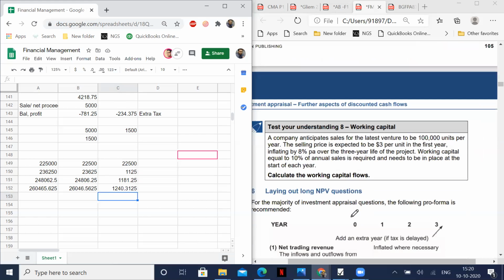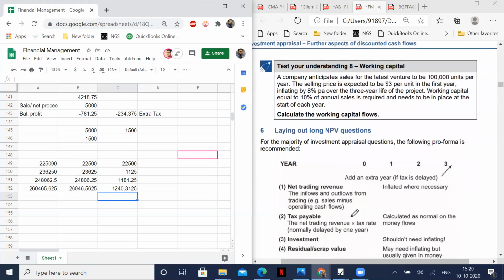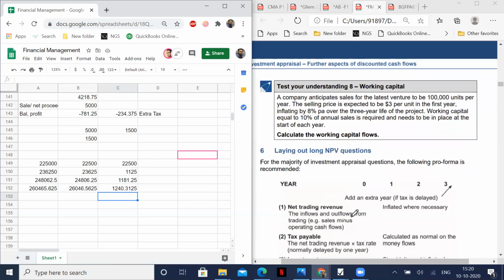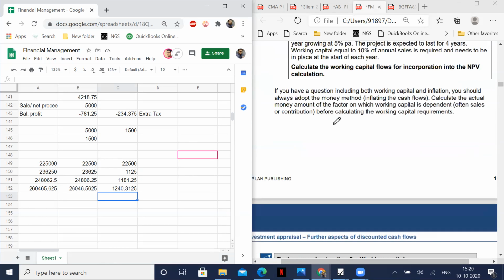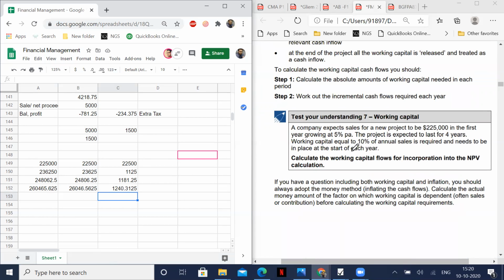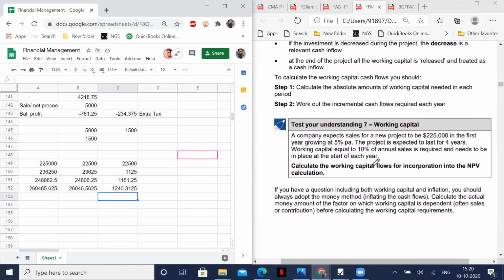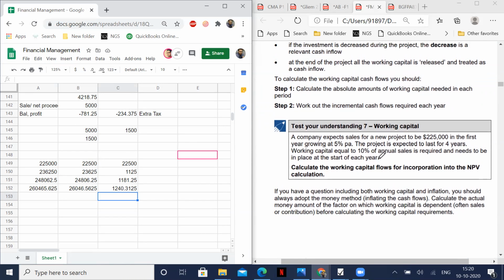Hello guys. Yes, sir. I want you guys to do this test your understanding 8. Then here is nothing but laying out long NPV questions. अब लोग एनपीवी नहीं मालूम करे ना 7 में, 1 second. एनपीवी मालूम करना नहीं है यहाँ पे.